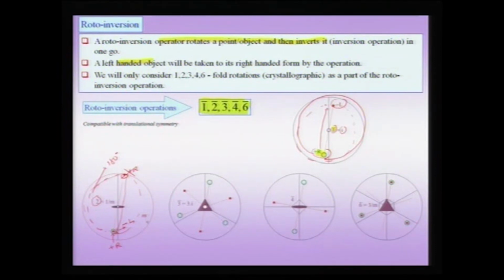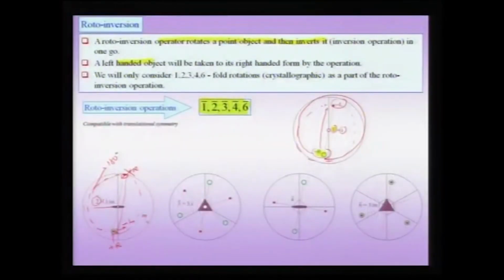We will see that this 2 bar is actually equivalent to a 1 followed by a mirror, which is nothing but a horizontal mirror. So, let us summarize the 2 bar operation, which we said is equivalent to a 1 by m operation, or a horizontal mirror. Therefore, I start with a green circle above the plane of the slide, it rotates by 180 degrees and we land up here. We do not leave a point, but invert right at the center, and therefore I will end up with a red square which is a left-handed object below the plane of the slide.